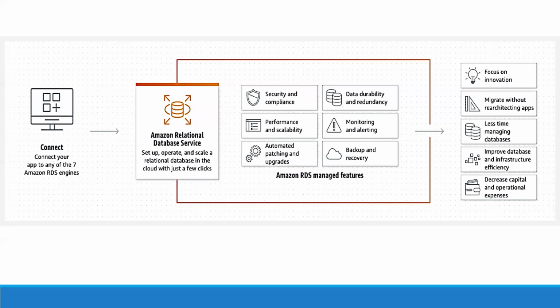Basically, we are connecting our app to the 7 RDS engines that we have. Amazon takes care of the setup, operations, and scalability of this database in just a few clicks. All the security and compliance is managed by AWS, along with performance, scalability, monitoring, and other things, as well as durability, redundancy, automated patching and upgrades, backup and recovery. All those things are taken care of by AWS.